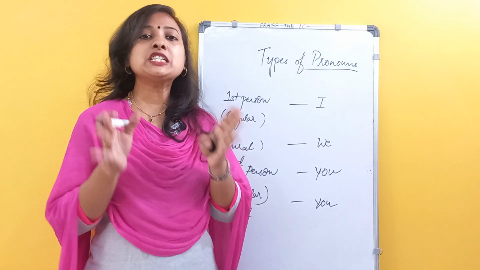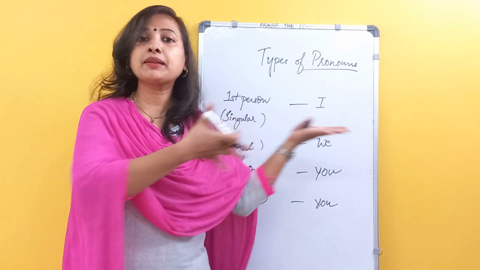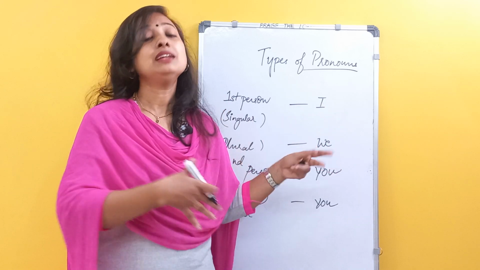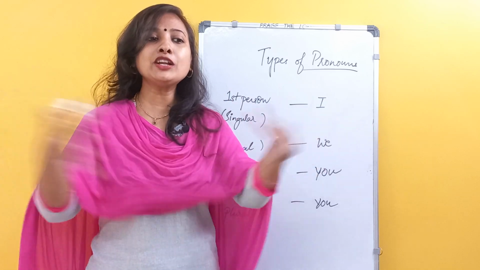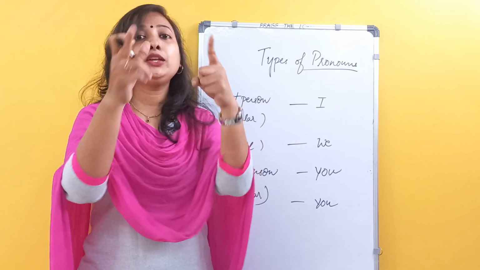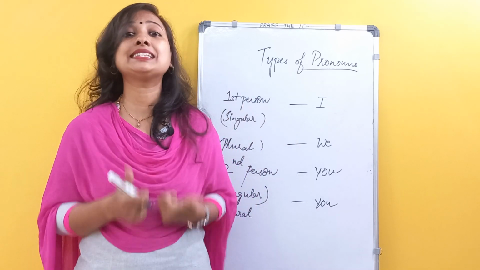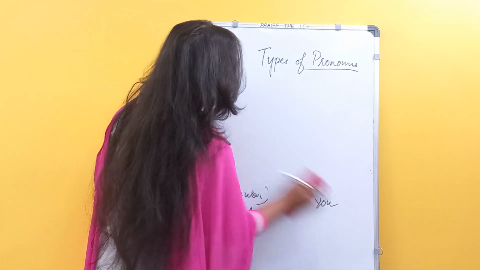Okay? First person is the one who is delivering, I, or plural will become we. Second person is the one who is listening, that is you, and plural is many of you. Right? So, I, we, you and you. What about this third person? Who is this third person?